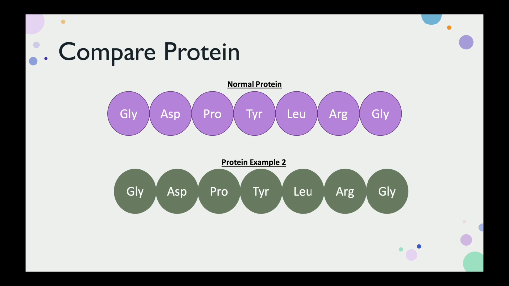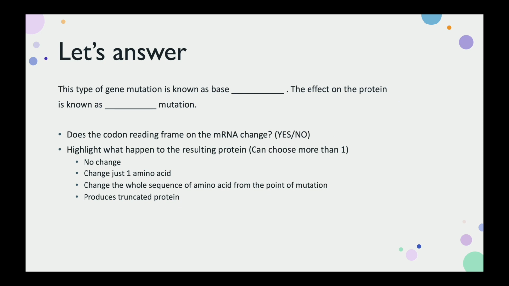As you can see, the amino acid sequence remains the same even after the base sequence in the gene has changed. So therefore, we can say the effect on the protein following this gene mutation is silent, or silent mutation. Now let's answer the question. This type of gene mutation is known as base substitution. Since there is no change in the protein, the effect on the protein is known as silent mutation.